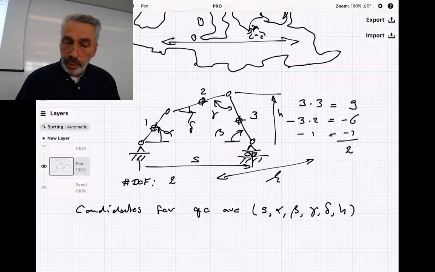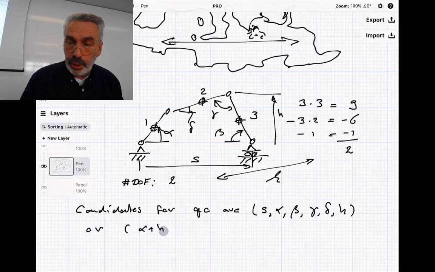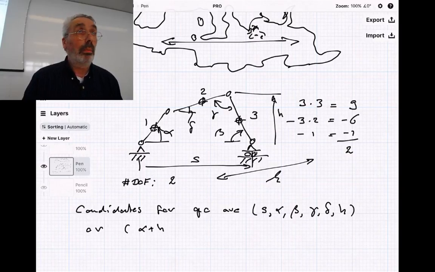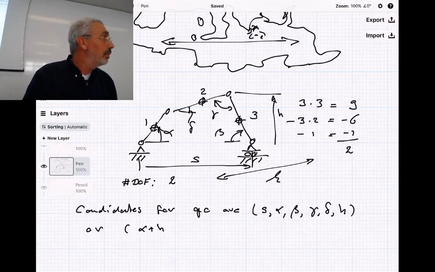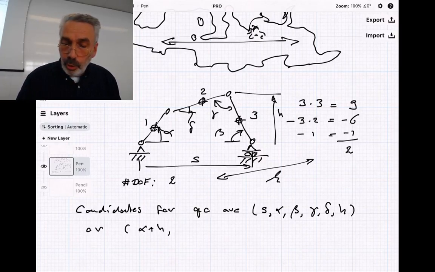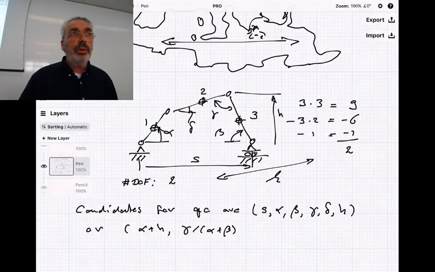I mean, you can take whatever you want. You could even do alpha plus H. Why not? It's a generalized coordinate. If you like to do that, that's fine by me. Or you can take gamma divided by alpha plus beta. If you think that's a nice coordinate to use in my system, no problem. That's the whole concept of generalized.